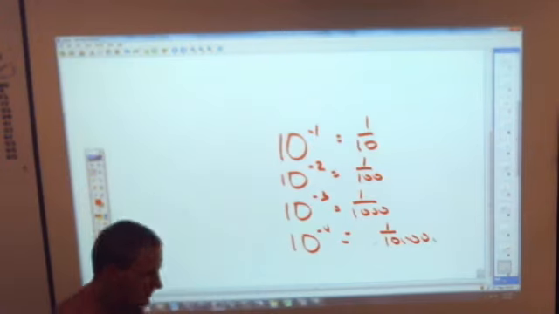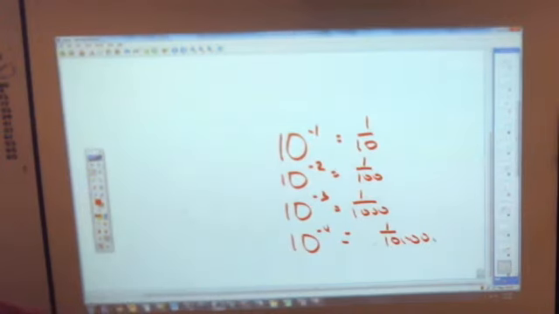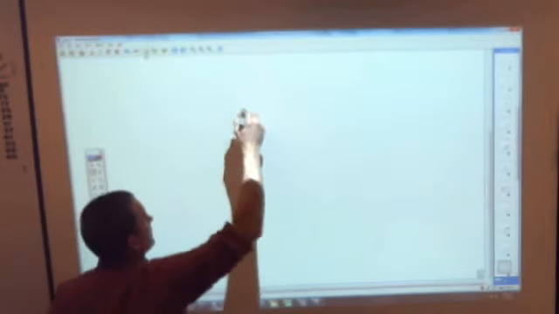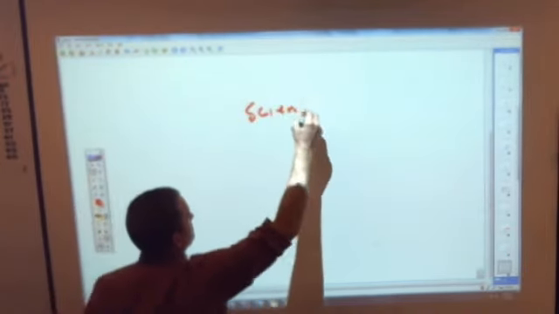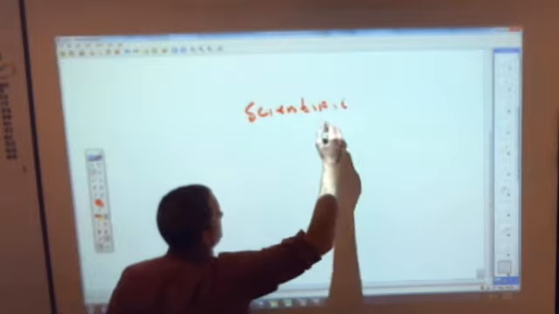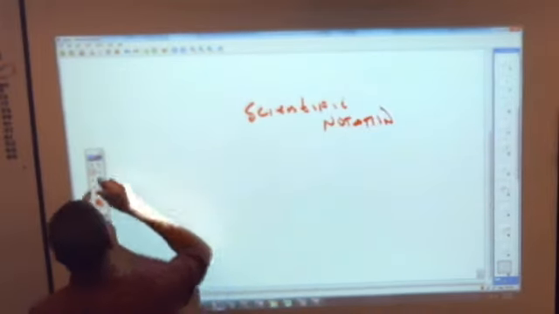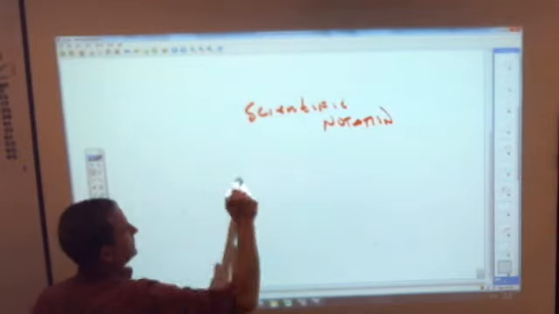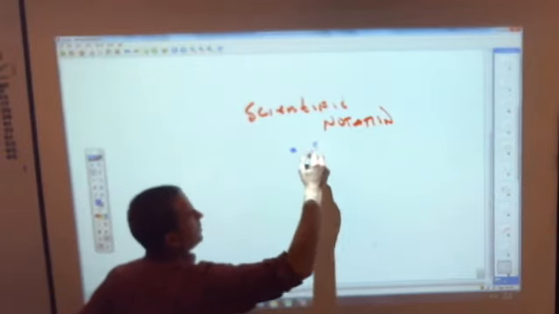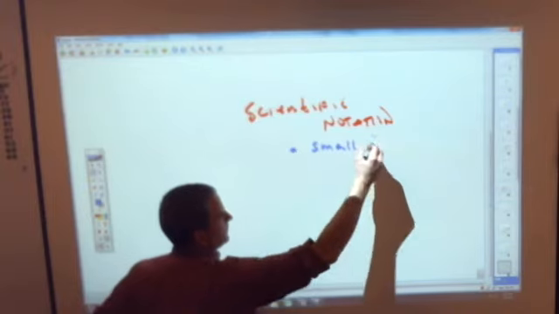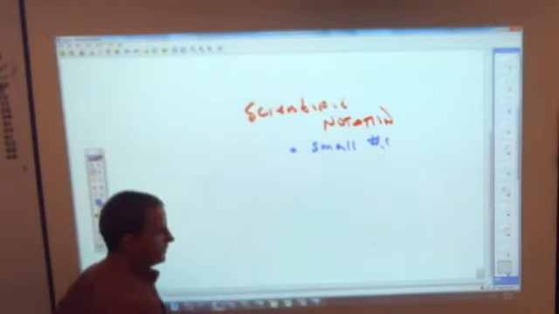Now you need to take out your notes under scientific notation. So this is where this comes to play. We've done really big numbers in scientific notation, but today we talk about small numbers. But the rules are still going to be the same.